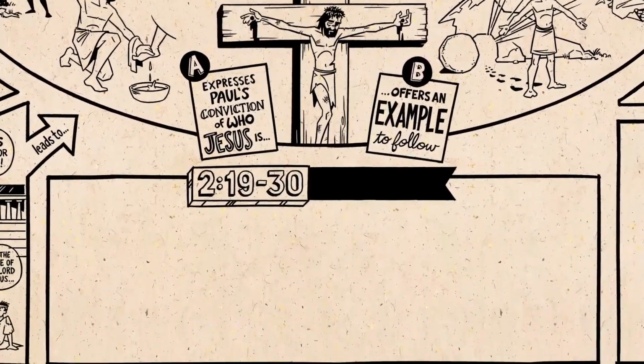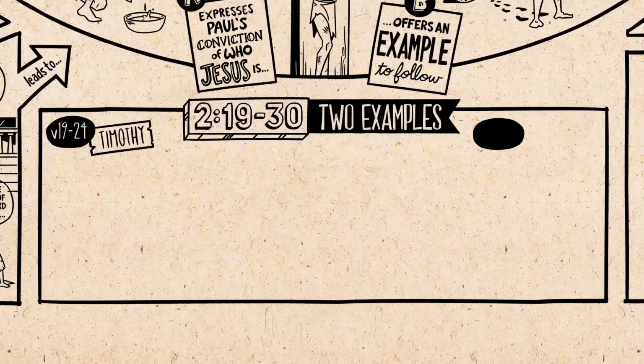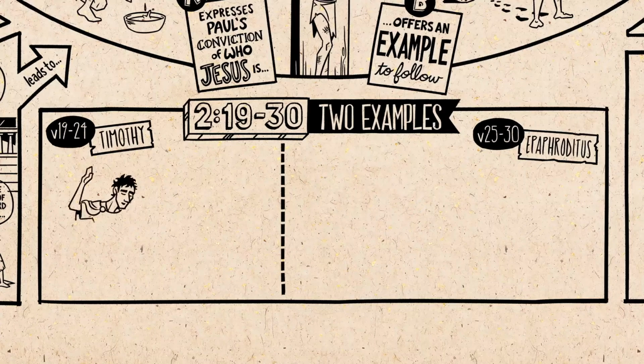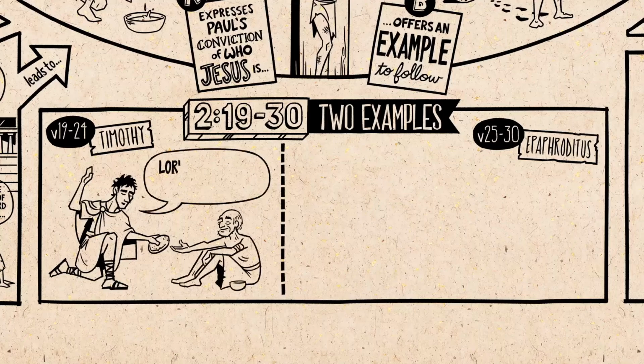And so that's why Paul immediately goes on to tell two stories. First about Timothy, then about Epaphroditus, because they are both examples of people living out Jesus' story. So Timothy's like Jesus because he's constantly concerned for the well-being of other people more than his own.